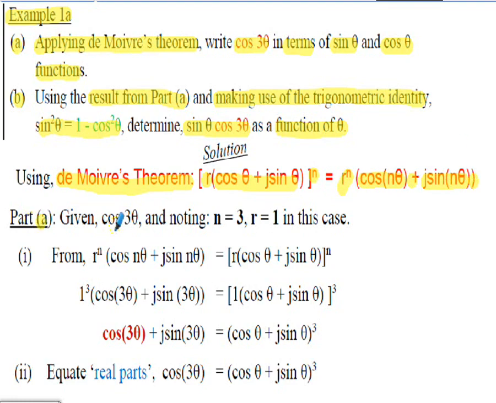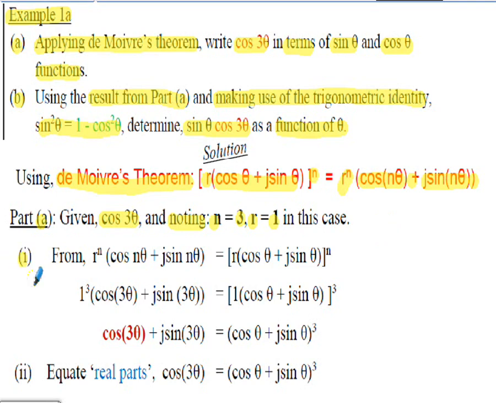So part A, we're given in the question cos 3 theta. We need to initially note that n in this case is 3 and r is 1. r will be 1 in all the examples and exercises we are going to look at in this presentation, but the n value will vary depending on the question. So in this case, n is equal to 3. We've got cos of 3 theta.